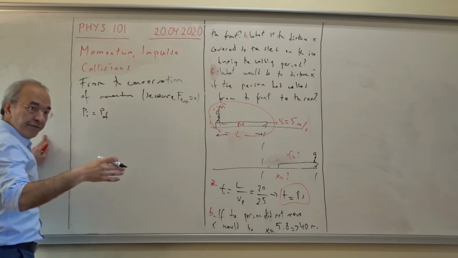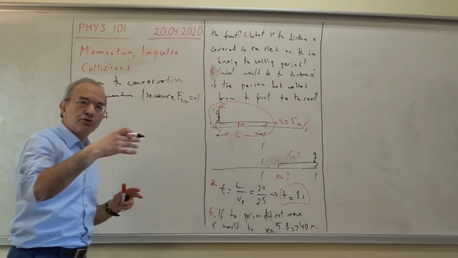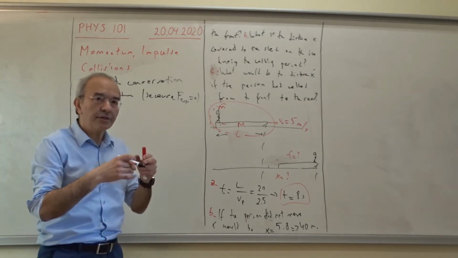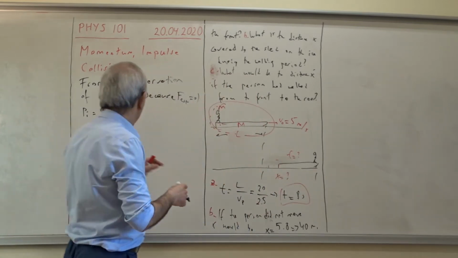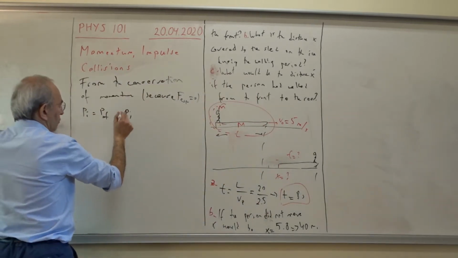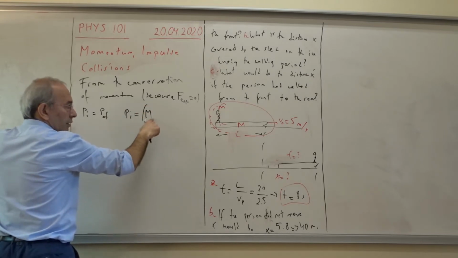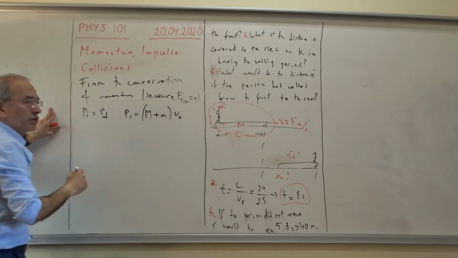What is Pf? It corresponds to a time where the person is moving, walking in the sled. So Pi, what is it? Pi is equal to the mass of the sled plus the mass of the person together moving at V0.